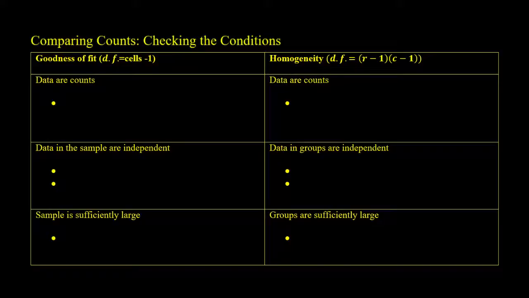Chapter 25, Comparing Counts. Checking the conditions. So for counts we have three tests: goodness of fit, homogeneity, and independence. We're going to start by looking at the conditions of these individually.